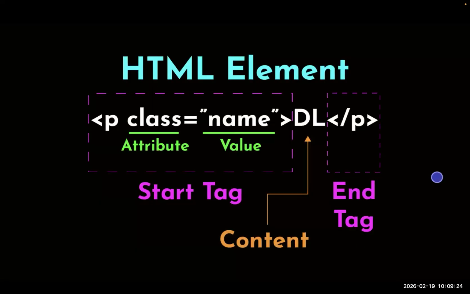HTML, we write it using these elements, and this is a breakdown that I made to describe all these different components of it. So you start off with your starting tag, and this is going to be your open caret and your close caret, and then anything you put in between here. The first thing is going to be what type of tag this is. So this is a P tag, which stands for paragraph.